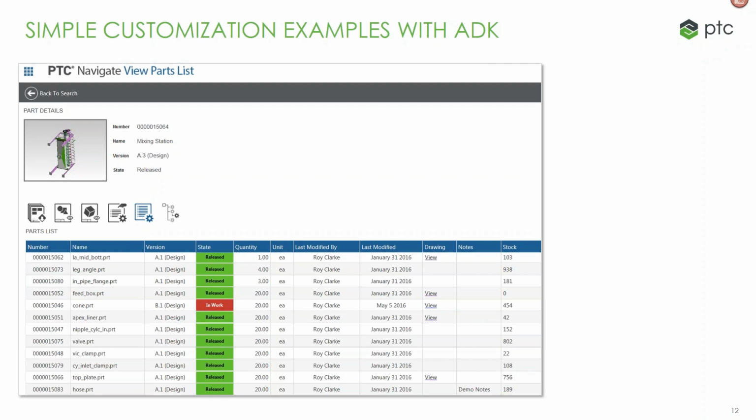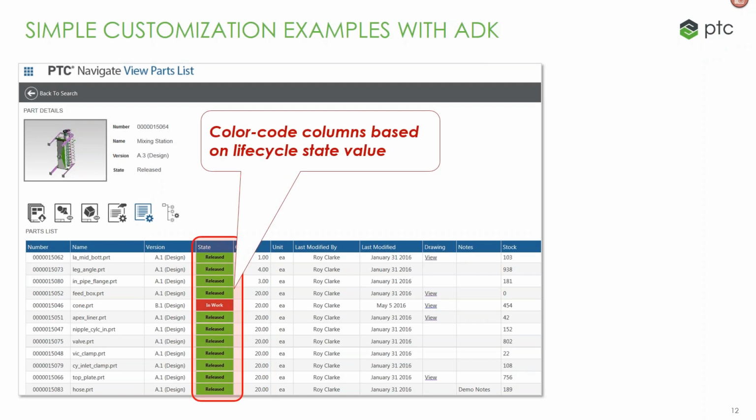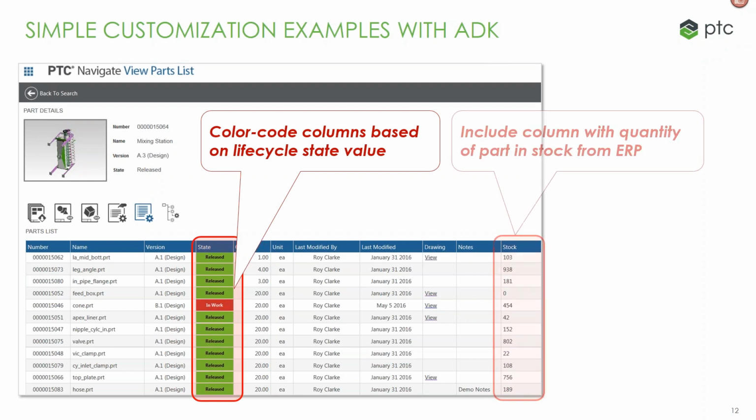In this particular example, we are showing you how to enhance and augment the PTC Navigate View Parts List app and add color coding to the lifecycle state column based on the state that a part is in. You could also add additional columns of information, such as the inventory available for a part that is querying data from ERP. You don't necessarily need to develop a custom app from scratch using the application development kit, but you can certainly do that as well.